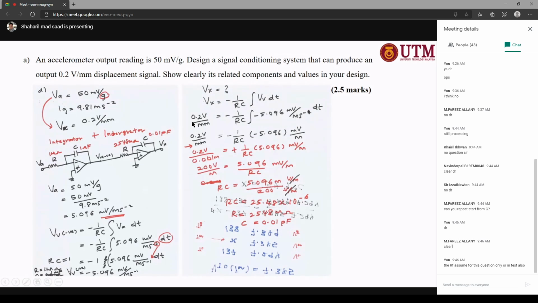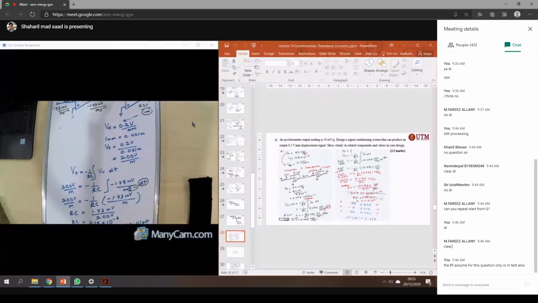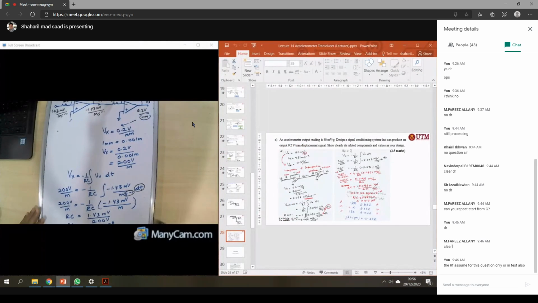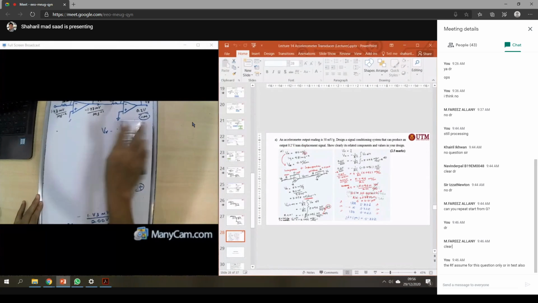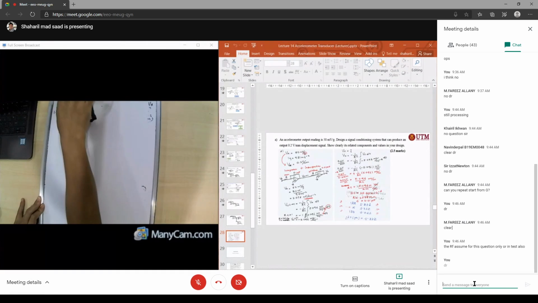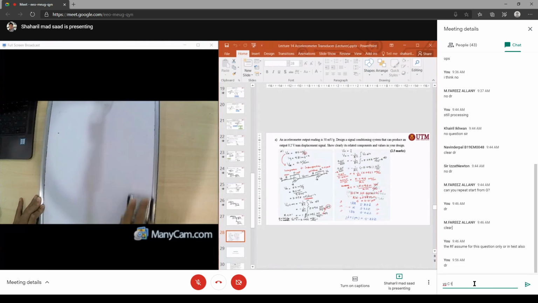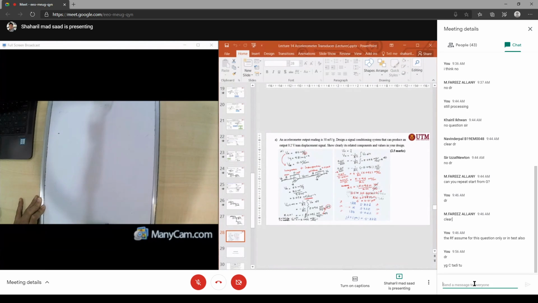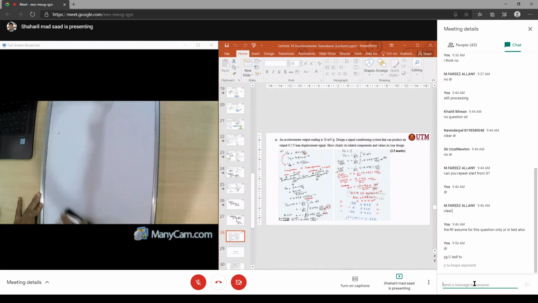Okay. All right. So far, do you have any questions? Clear? Clear for the accelerometer transducer. All right, guys. Yep, Siti, what is it? The C just now, okay.